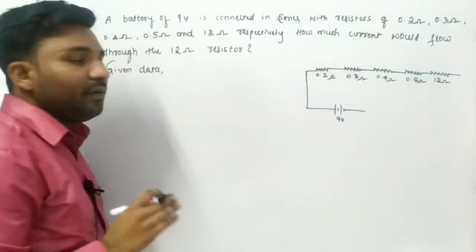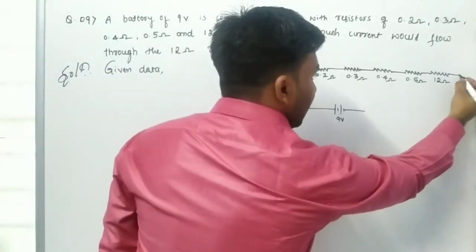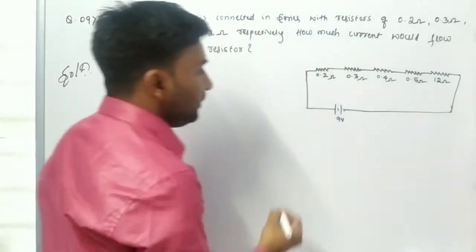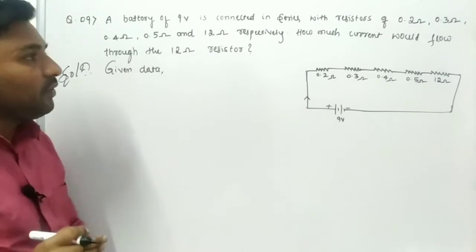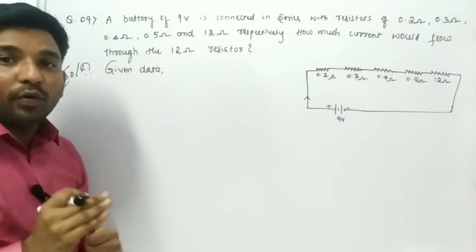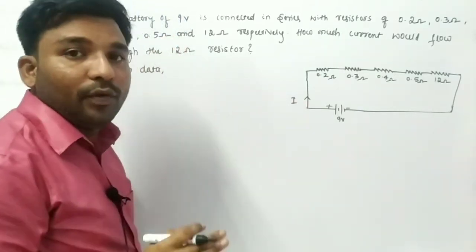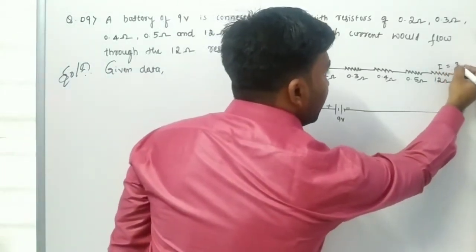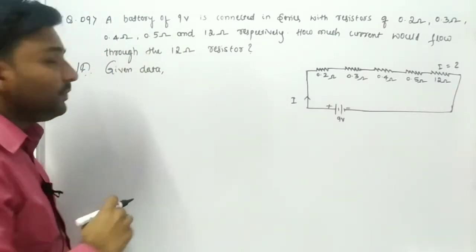So these 5 resistors are connected in series across the battery of 12 volt, right? Now we have to calculate how much current would flow through the 12 ohm resistor. Right. Now what is the given data here?